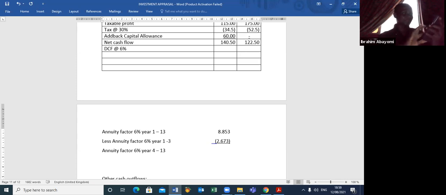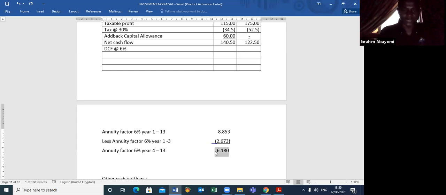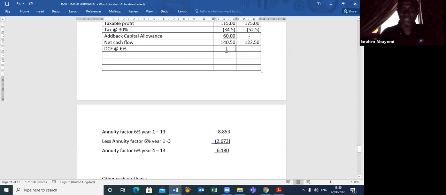8.853 minus 2.673. I have 6.18. That's my annuity factor that I need to discount this part of the cash flow. So I put it there, 6.180. That's the annuity factor I need.